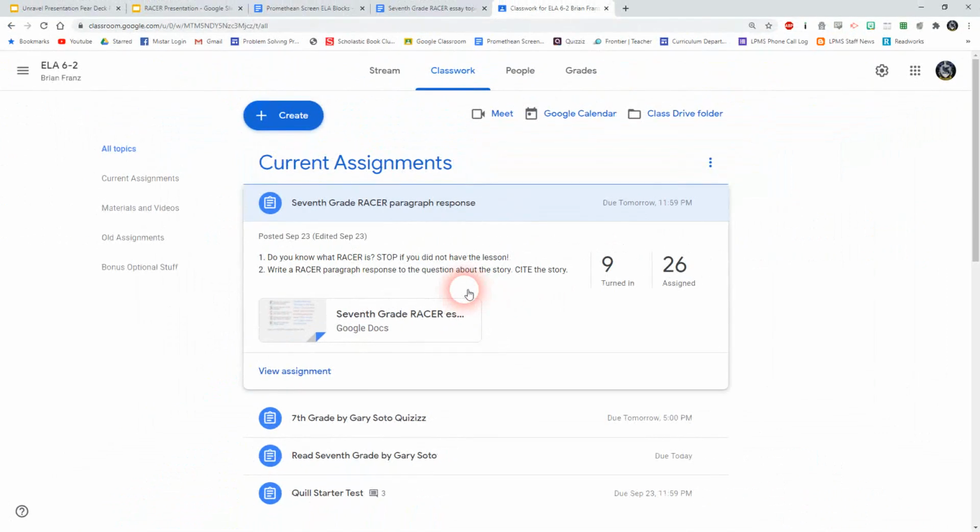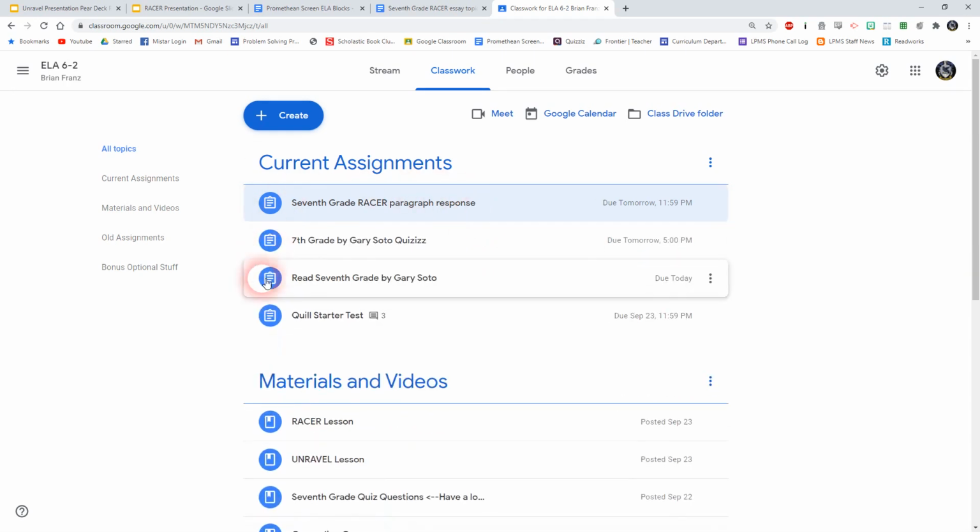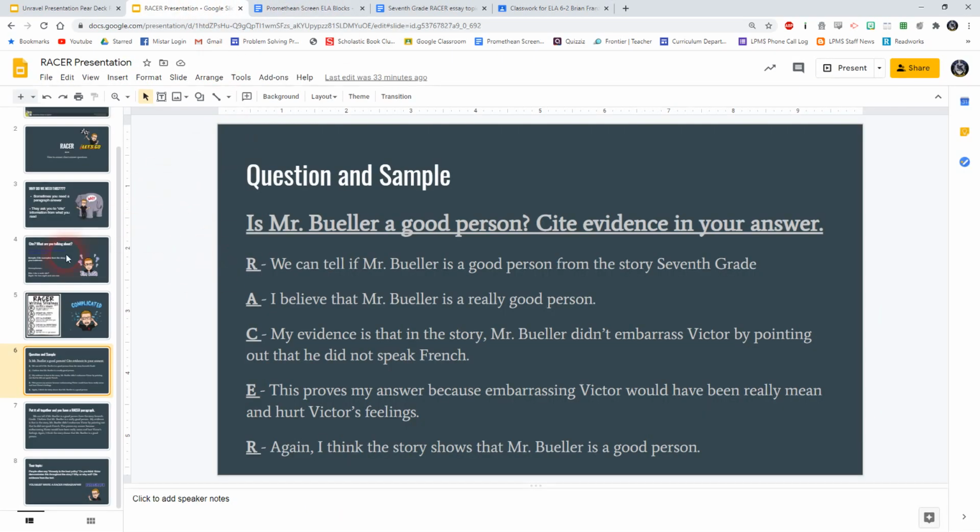It is due tomorrow, and you can wait till tomorrow to do it. I'm not going to check it before then, but I would be very, very careful and not push everything off. If you haven't done any of the classwork this week, you come to class but you haven't done it, you really need to get to work as soon as we dismiss class. You need to go do the classwork, okay? So, that's where we're at. That's the RACER lesson, okay?